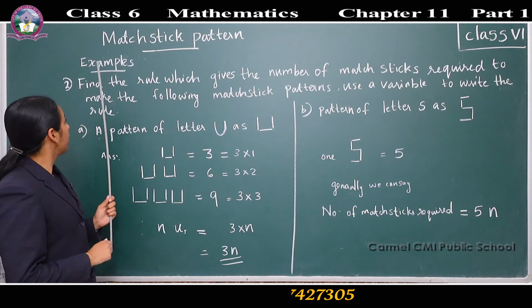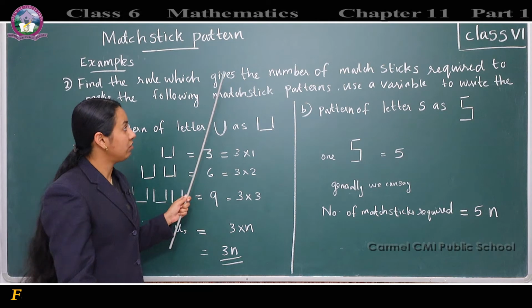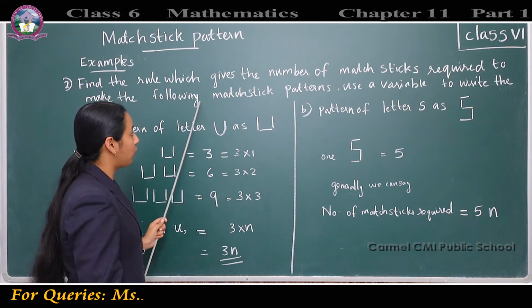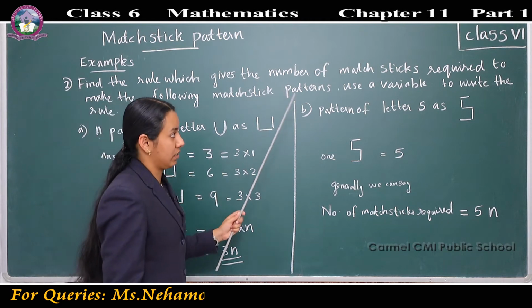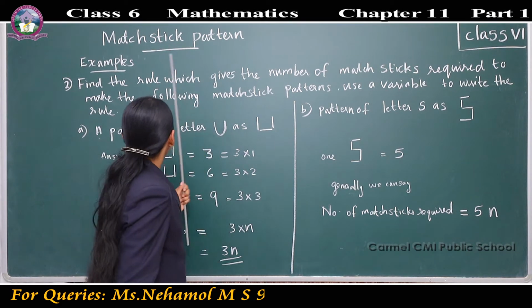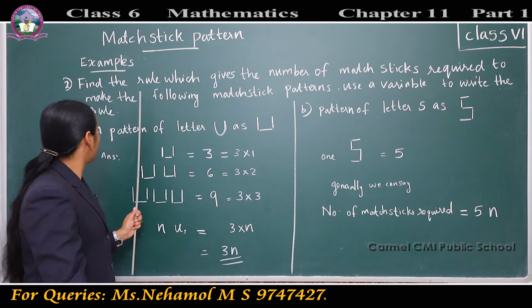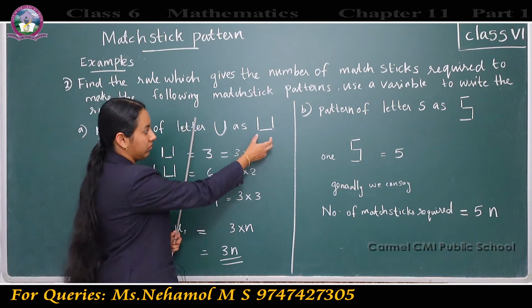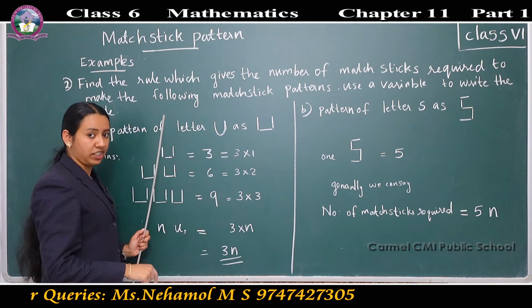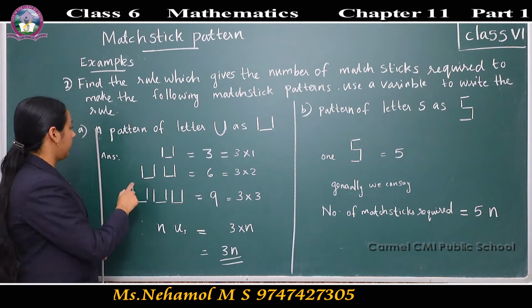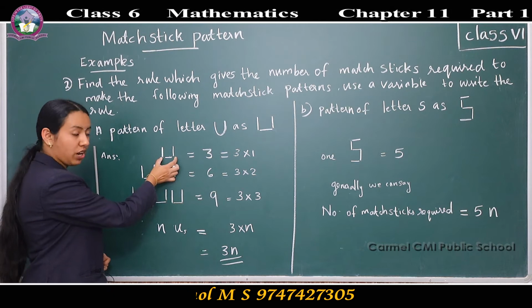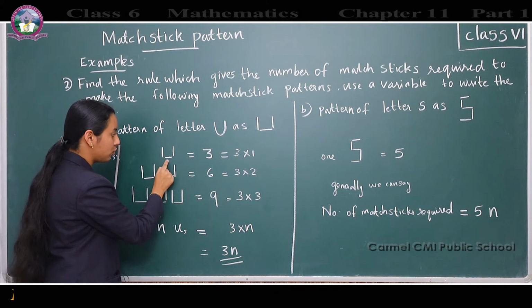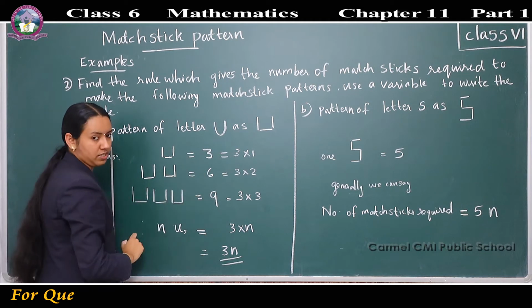Next question. Find the rule which gives the number of matchsticks required to make the following matchstick patterns. Use a variable to write the rule. First one, a pattern of letter U in this way. You have to find the general rule. Then, to make one U, how many matchsticks are needed? 1, 2, 3. 3 matchsticks are needed.